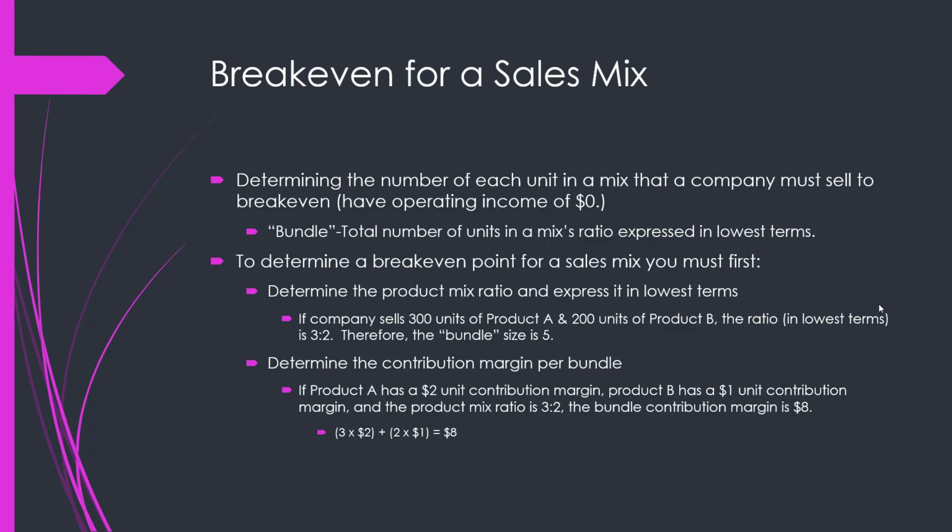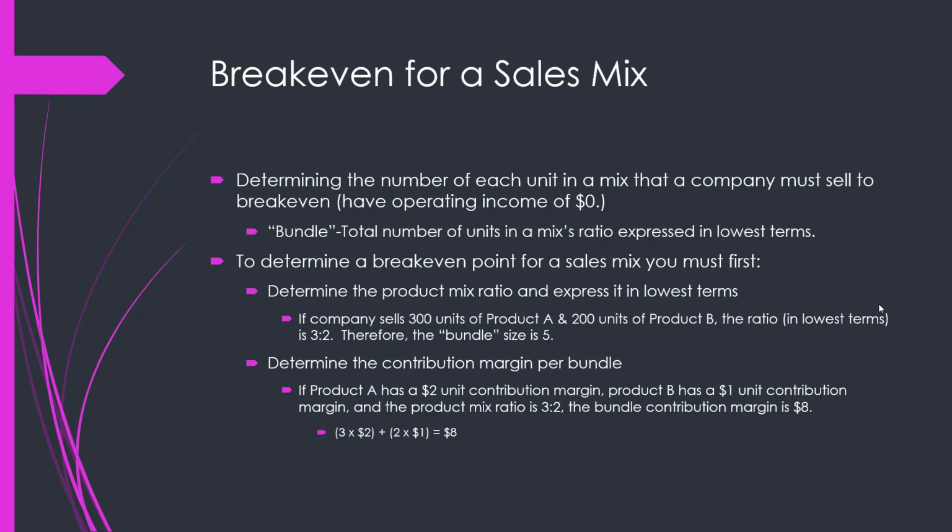It's a quite easy process to come up with the break-even point for your mix. It's the number of each one of the units in the mix that you must sell to break even. In essence, what amount of these units must be sold at the given ratio that we expect to sell them at in order to have operating income of 0. And to do this, you need to find out what your bundle is. And it's the total number of units in the ratio, with that ratio expressed in lowest terms.